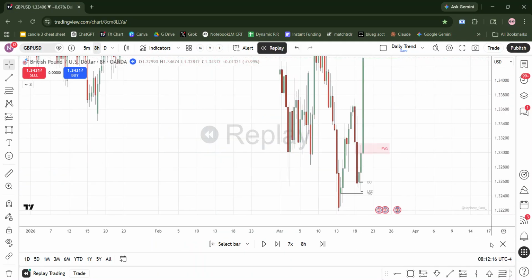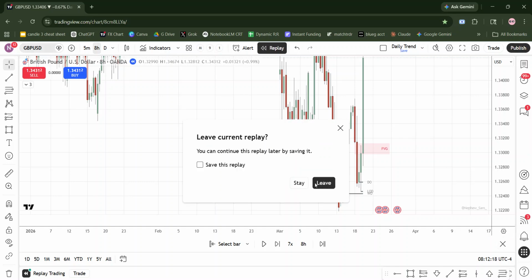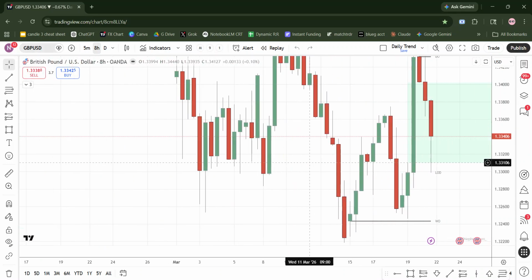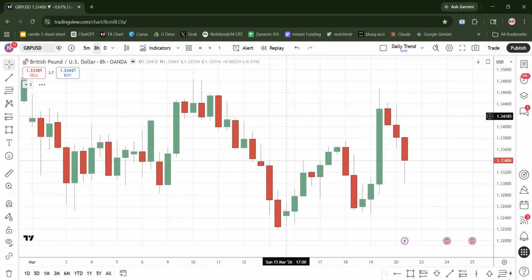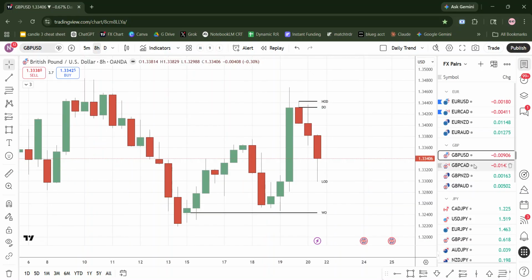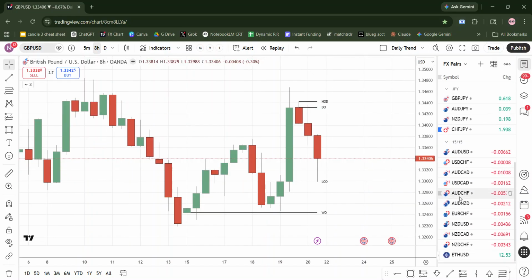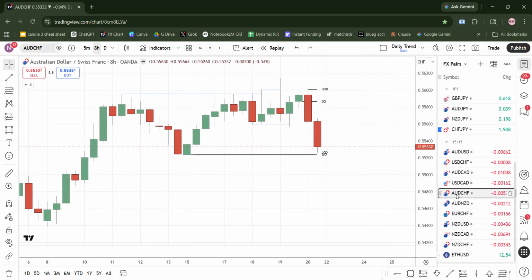Let me see if we can find one more. But again, it just depends on where it closes. Sometimes it'll close near the range top. Sometimes it'll close near the range bottom. So let's see if we can find one more. Let's go to, let's see if Aussie Swiss had any. No.